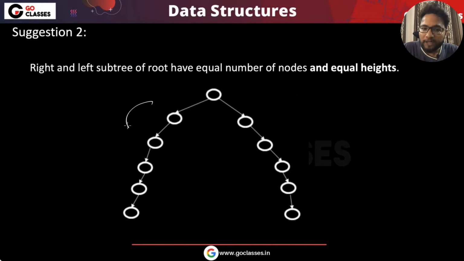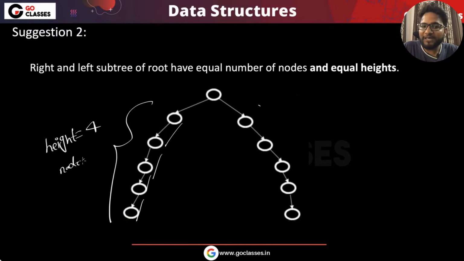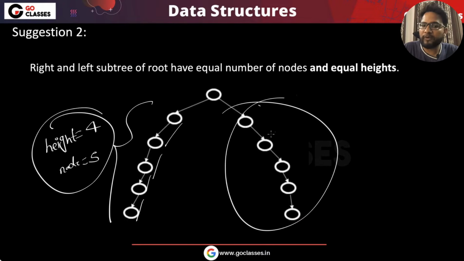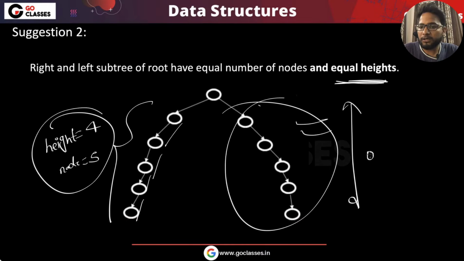See here, the height is 1 2 3 4, so height is 4 in the left subtree, and nodes are 1 2 3 4 5, so nodes are 5. So height and nodes both are the same here and here. Here also height is 4, nodes are 5. So for the root, equal number of nodes are there in the left and right subtree, and equal height is also there. Still this does not have order of log n as the total height, right?